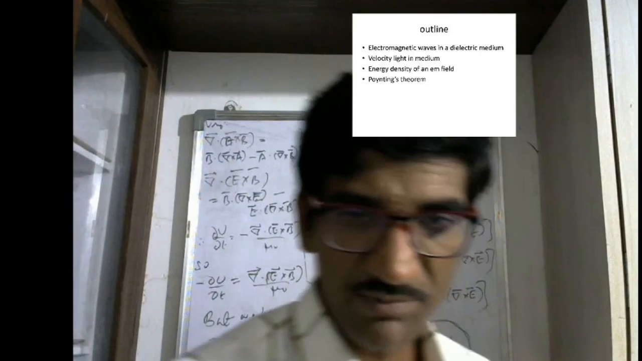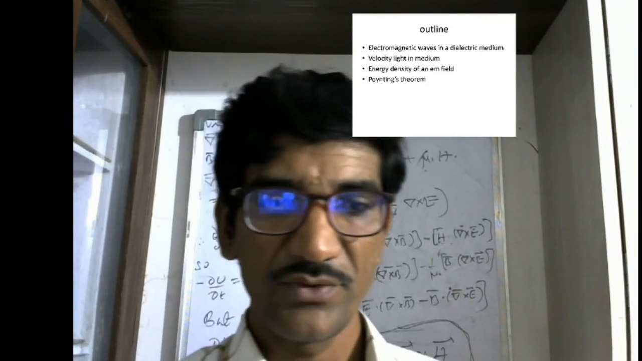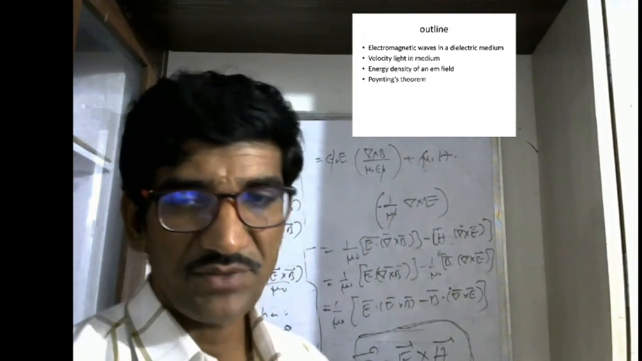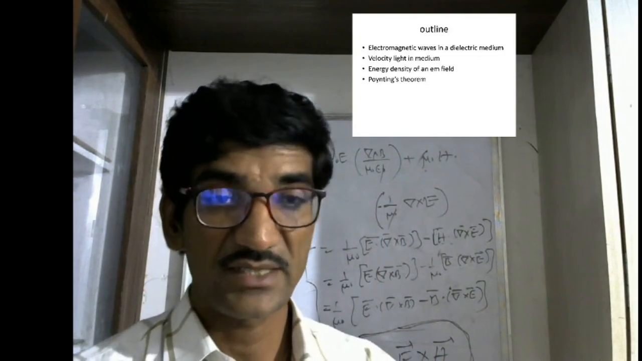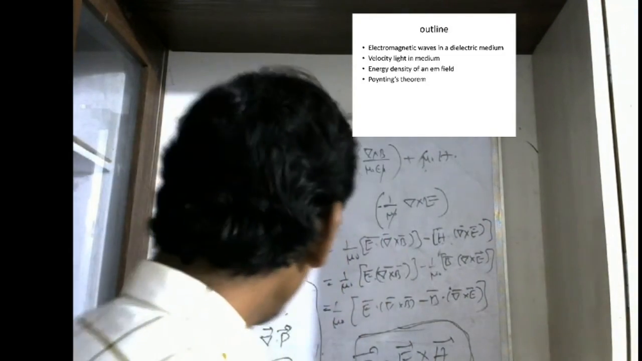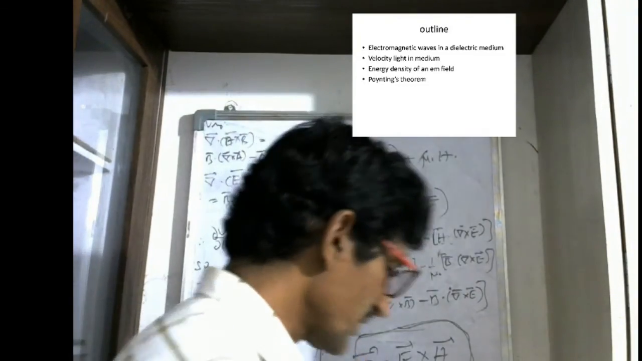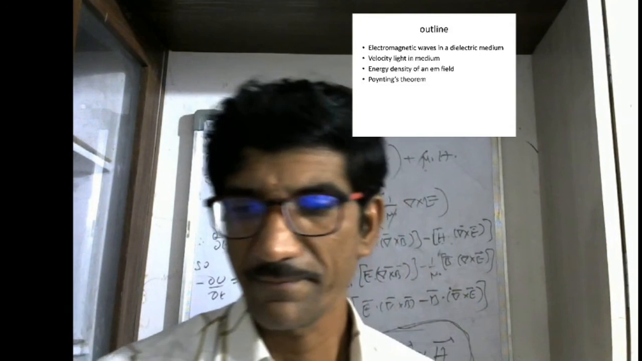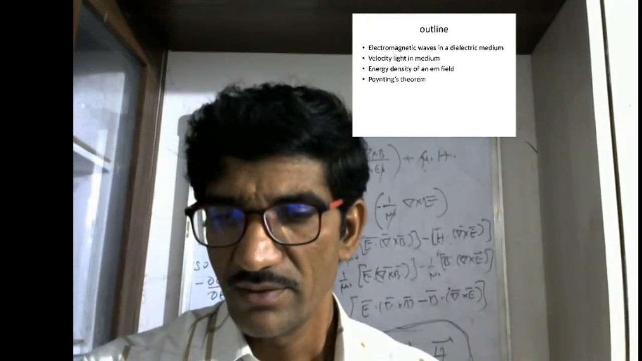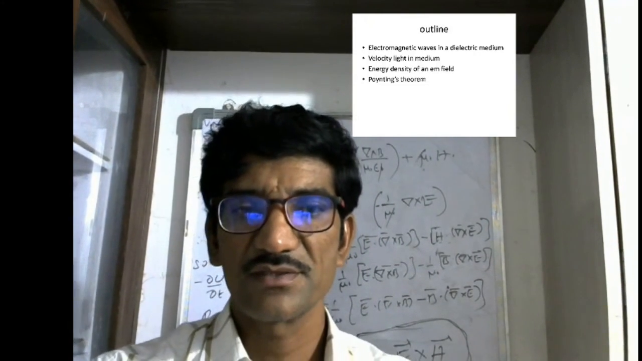So what is actually the Poynting vector? This will give you the energy rate per unit area. Energy rate per unit area, right? It is a very simple way of getting this. Yeah, let us stop with this. Thank you.